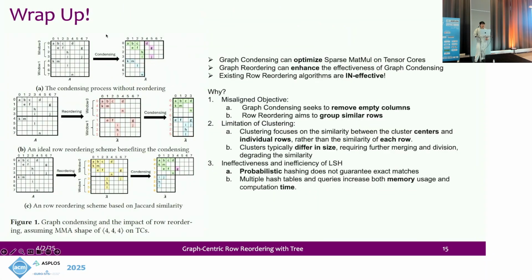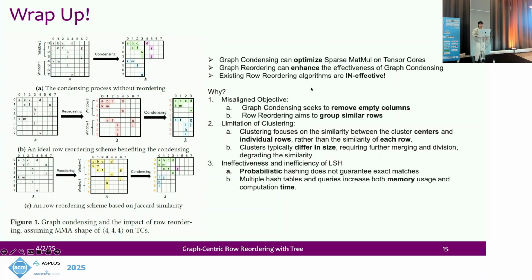So to wrap up our motivation: we know that the graph condensing technique can optimize sparse matrix multiplication on tensor cores, and it is possible that an ideal graph reordering technique can enhance the effectiveness of graph condensing, but the existing row reordering algorithms are ineffective. The reasons for the ineffectiveness can be generalized into 3 parts.